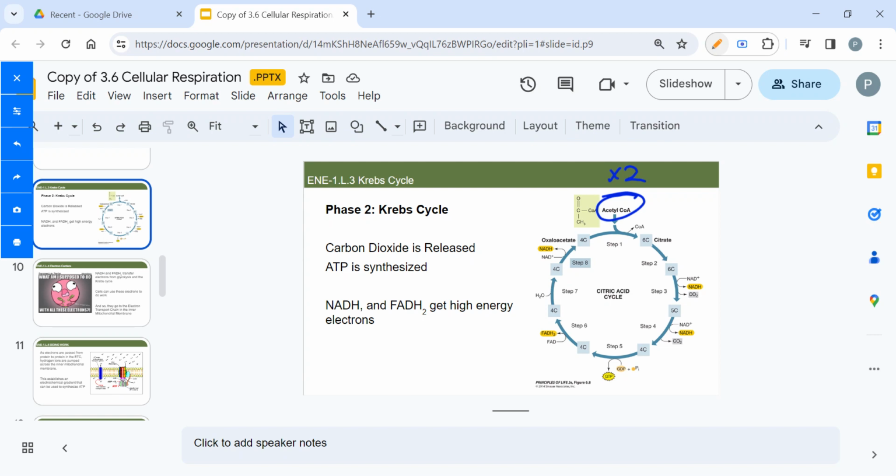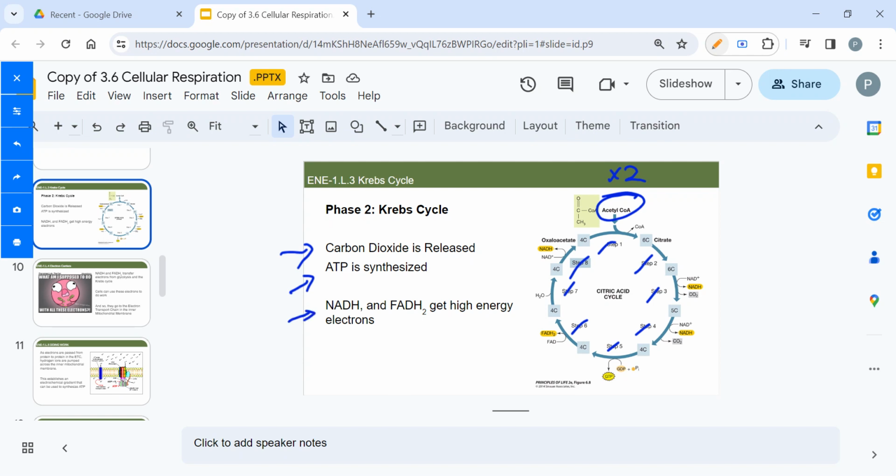Do you need to know all the steps of the citric acid cycle, the Krebs cycle? No, you do not need to know all the different steps that are in here. It's ridiculous. You don't need to know them, okay? I'm going to ask, what are we doing? We're going to be releasing more carbon dioxide. We're going to be making some ATP, and I'm going to go ahead and make some NADH and FADH2.